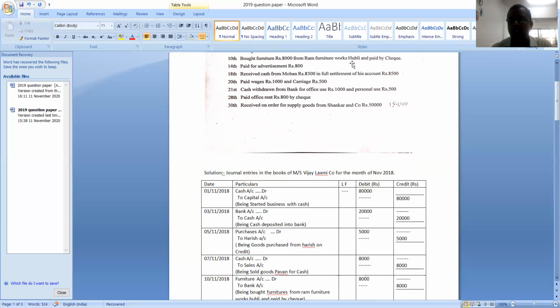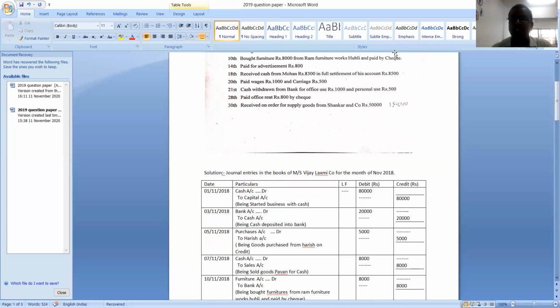Why will it not come? Because it is not a credit transaction. It is a cash transaction. Whether amount is paid in the form of cash or check, it should be considered as a cash transaction because the value of the transaction is settled on the spot. Understood? So it is considered as a cash transaction. So in case of cash transaction, the name of the person or name of the company is not important. Understood? So here it is paid by check.